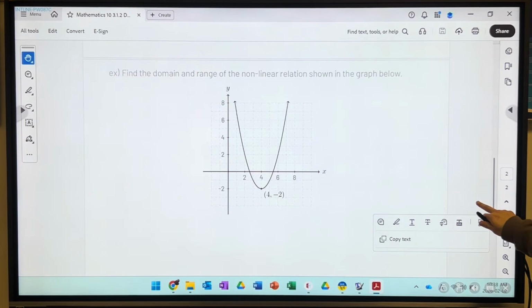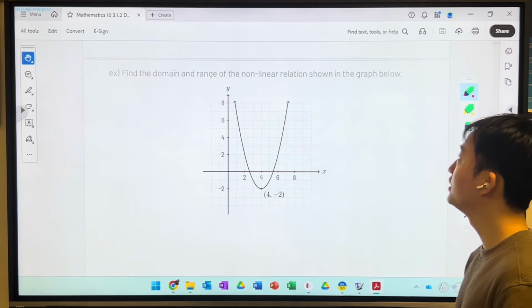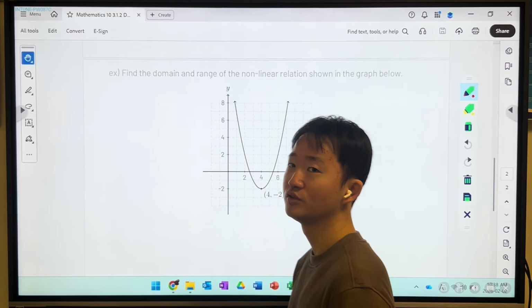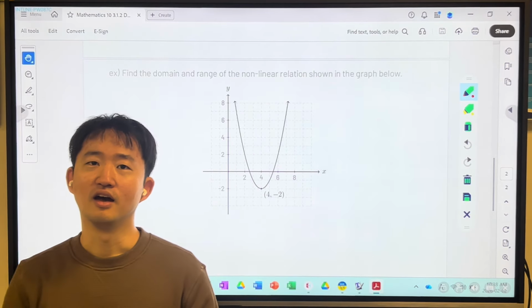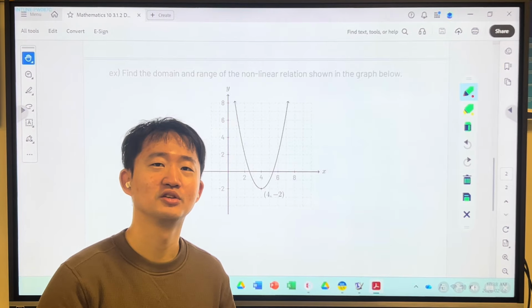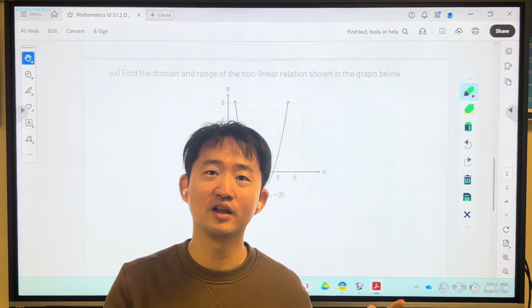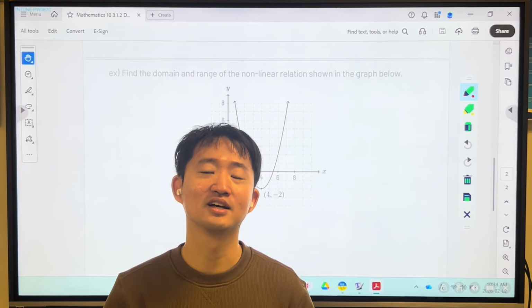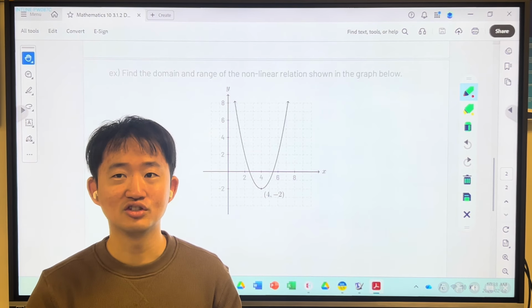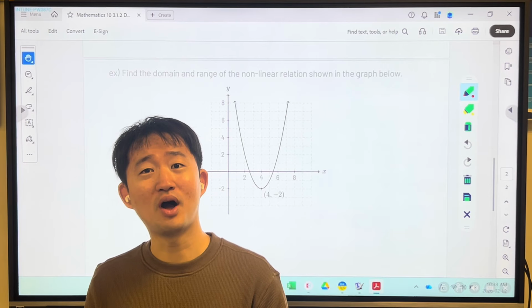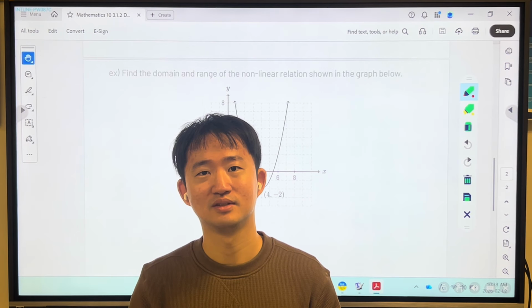Let's look at the next question. Find the domain and range of the nonlinear relation shown in the graph below. So let's look at this graph, and let's think about the words domain and range. Domain is the set of all values possible for the independent variable, or x. Whereas range is the set of all values that are possible for the y value, or the dependent variable.